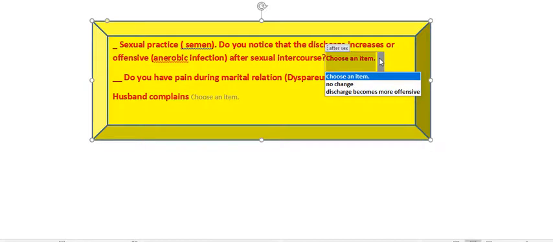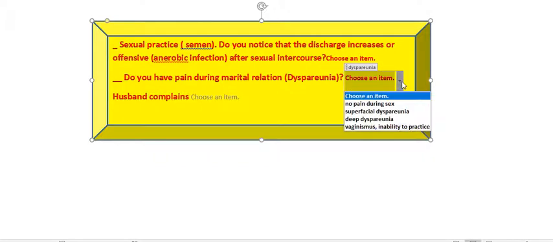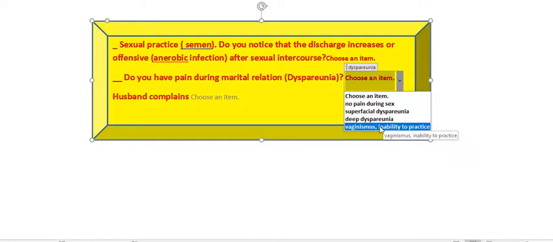The patient notices change of the discharge and the smell after sexual intercourse or not. No change, or discharge becomes offensive and becomes increasing and more offensive. The patient has any pain or discomfort during sexual intercourse: no pain during sex, or superficial dyspareunia, or dyspareunia, or vaginismus, inability to practice.